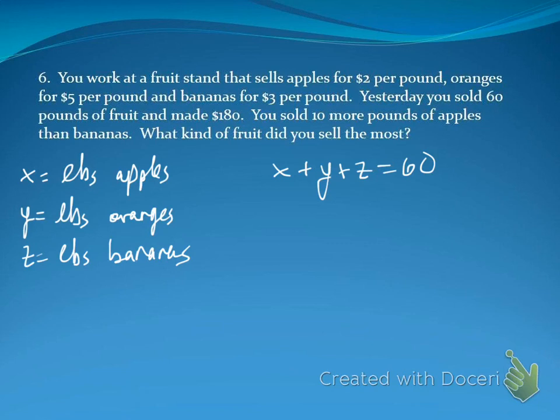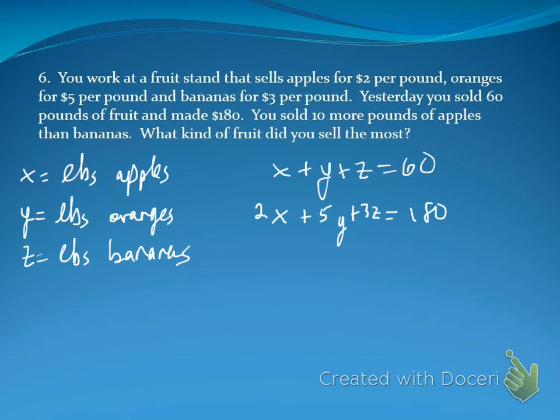Now, the money, 60 pounds of fruit, apparently gave me $180. So my next equation is all about money. So I'm going to replace the 60 with 180 because that's how much money I got from 60 pounds. Now the way I come up with that total, I'll take the money that I made from apples. To figure that out, I take the pounds that I sold, which right now is X, and multiply the price per pound, which is 2. Same thing for the oranges. Take the amount of oranges you sold, multiply by its price per pound, and get 5y. And then the last one is going to be 3z.